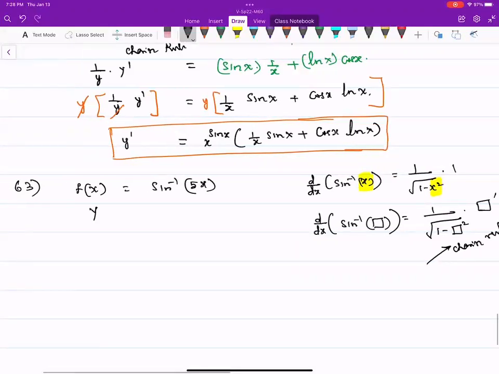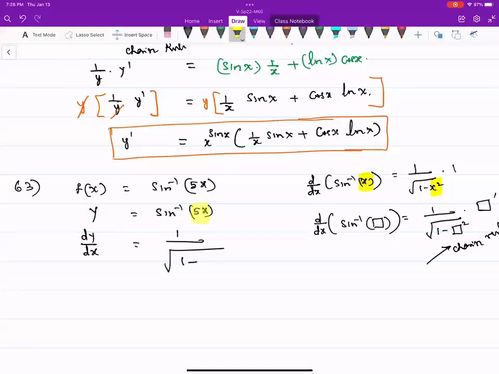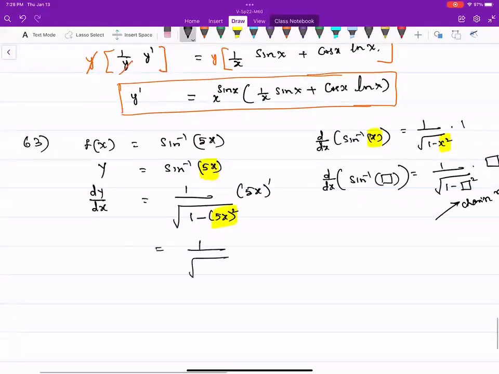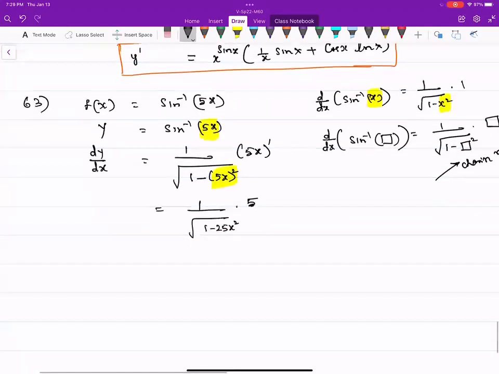So if I call this one y, which is sine inverse of 5x, then dy by dx would be 1 over square root of 1 minus, what do I have in the box? Now 5x. So 5x inside the box, that is squared. Then I have to do one more step, the derivative of 5x. So it is 1 over square root of 1 minus 25x square. The derivative of 5x, the whole square, is 25x square. The derivative of 5x will be 5. So I can write dy by dx as 5 on top divided by square root of 1 minus 25x square.